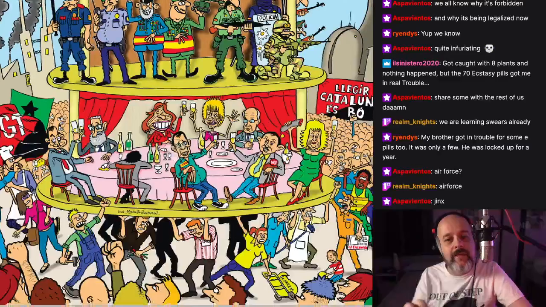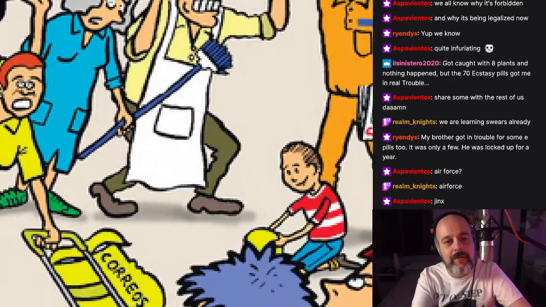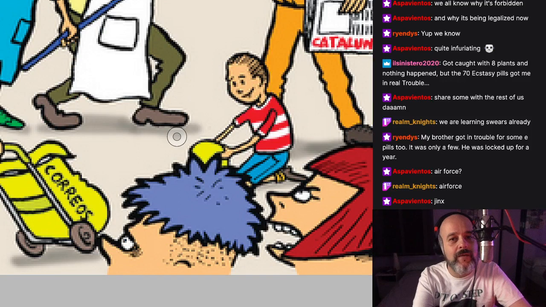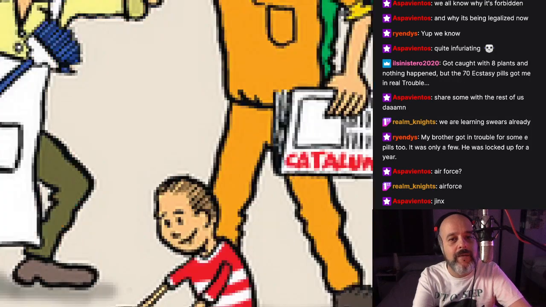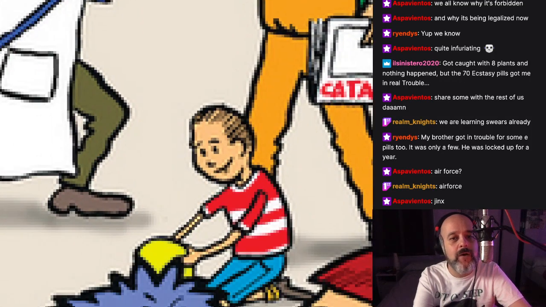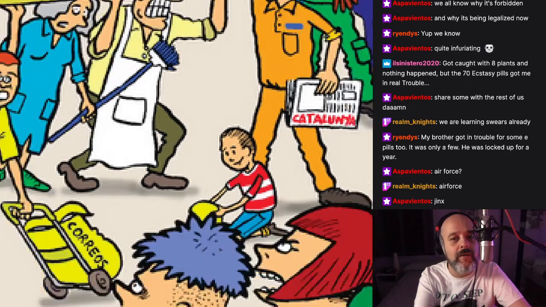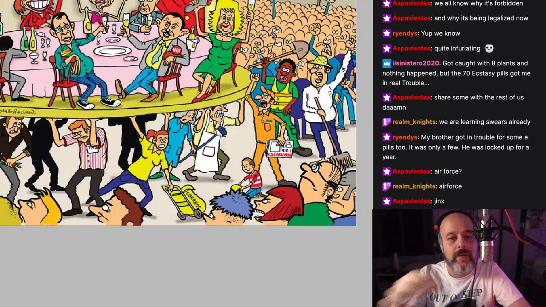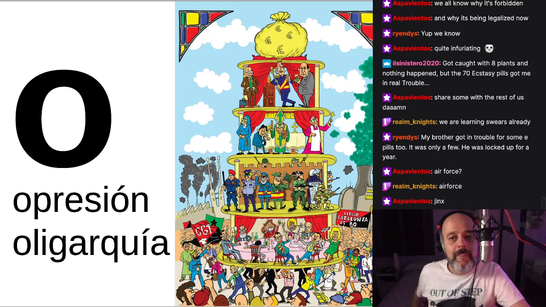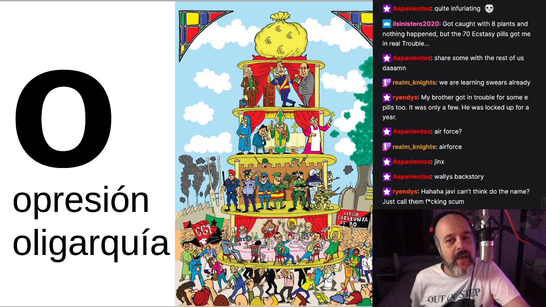Even Wally, is this Wally? He's a kid. He's so hidden, he could totally be Wally. It's a bunch of pixels right now because of resolution and whatnot. Air Force, yeah, Air Force, thank you.